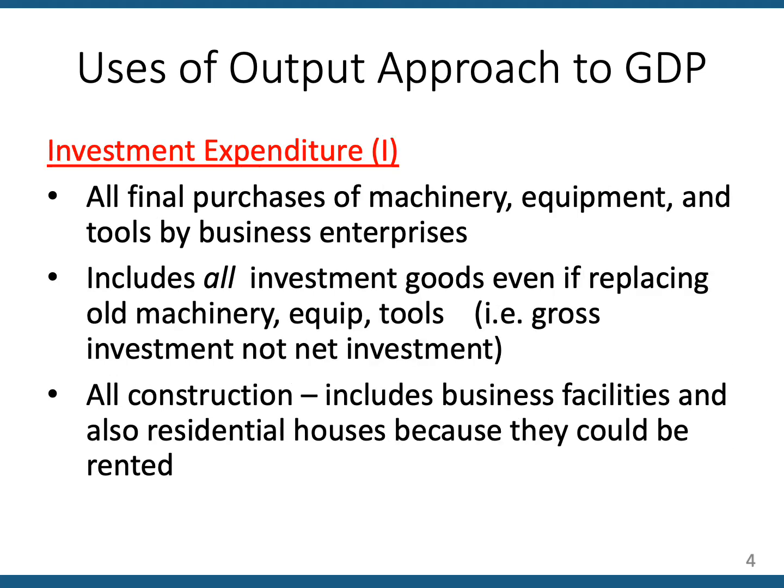The second category is investment. We show that as big I. Sometimes we have a subscript G, meaning gross investment. You'll be introduced to other measures of investment later on, but this is gross investment. Try to remember that. This will be explained later.